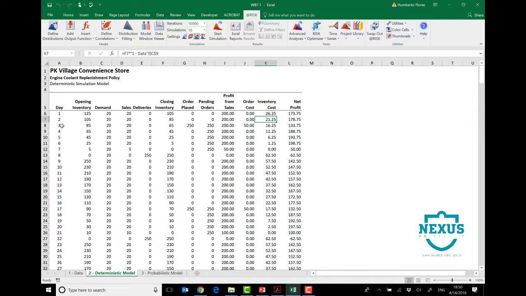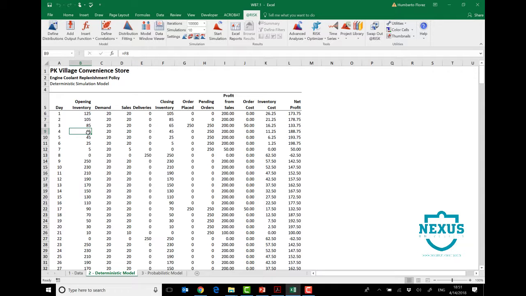When we move into day 3, we have 85 units in inventory. We are able to sell 20 of them. We have no deliveries that day. We close the inventory at 65. Because we reached the reorder point, we ordered 250 units. Then we have orders pending for 250 units. The profit from sales is $200. We spent $50 placing that order. Our inventory cost is reduced drastically, simply because we only have now 65 units. And our net profit is $133.75.